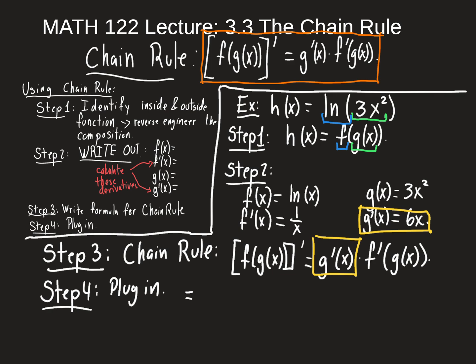So we're going to get, this is equal to 6x. Now mind the parentheses here, they are important. And this comes from our g prime. And this is going to be multiplied by f prime of g of x, which we said up here is 3x squared.